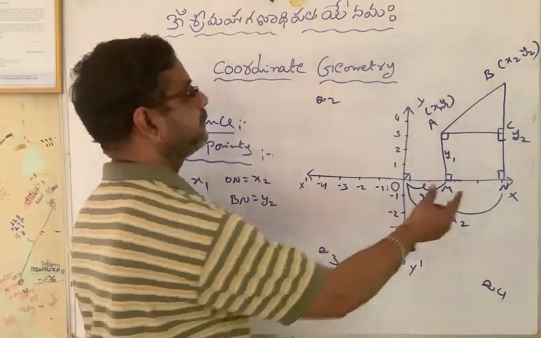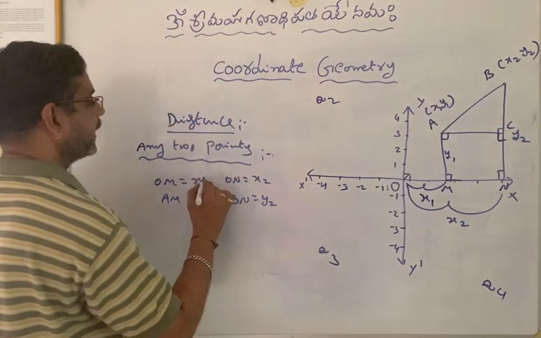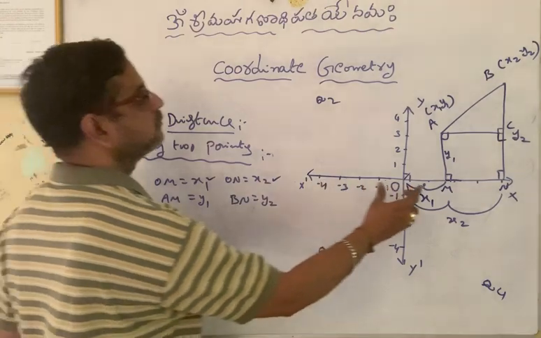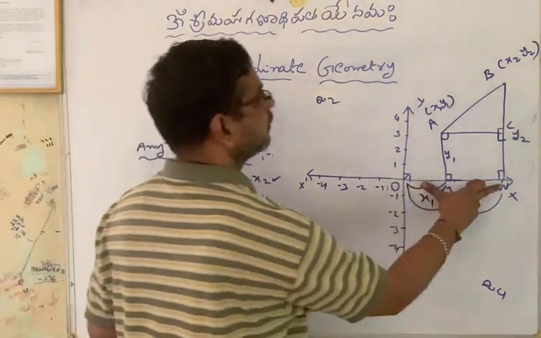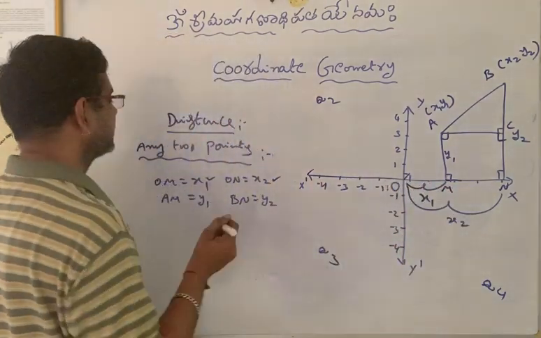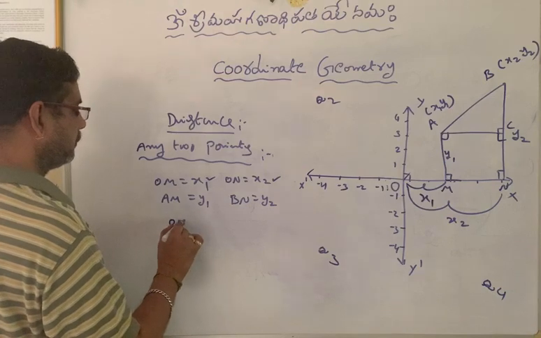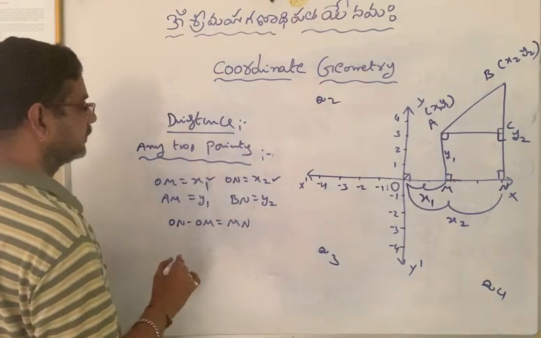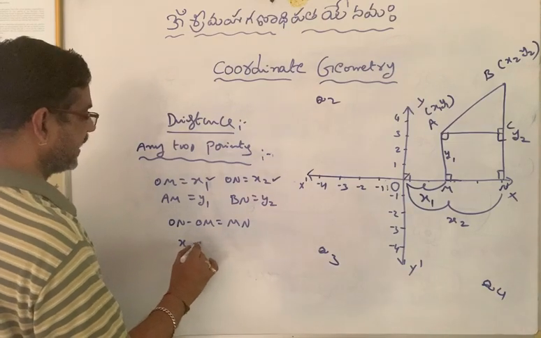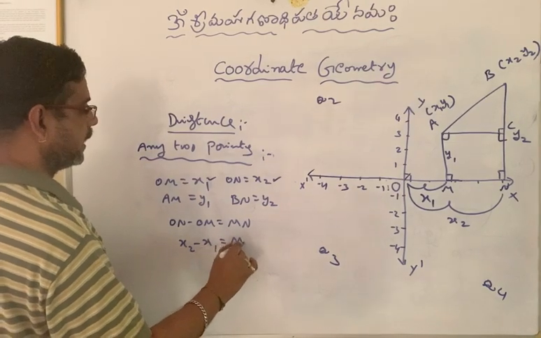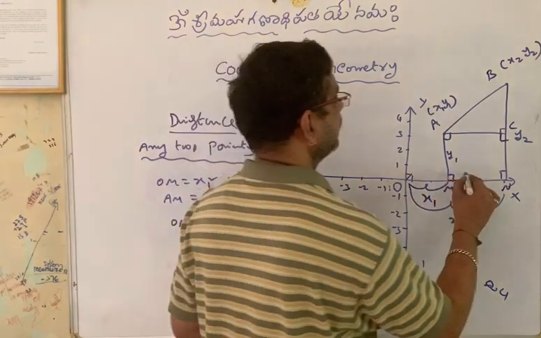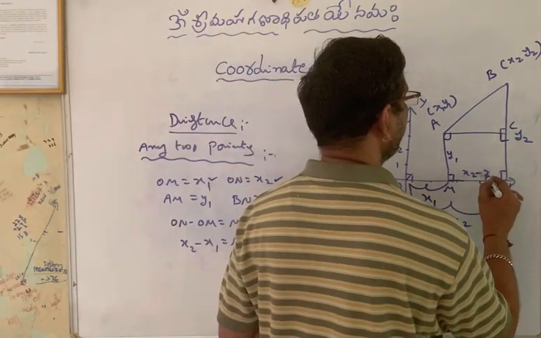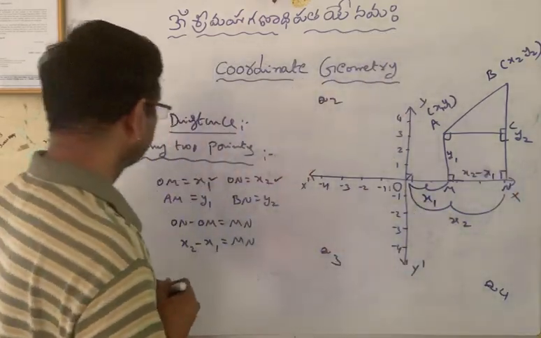So how to find out MN length? We know OM and we know ON. Then clearly we can say that ON minus OM is MN. That is x2 minus x1 is MN. This is x2 minus x1.